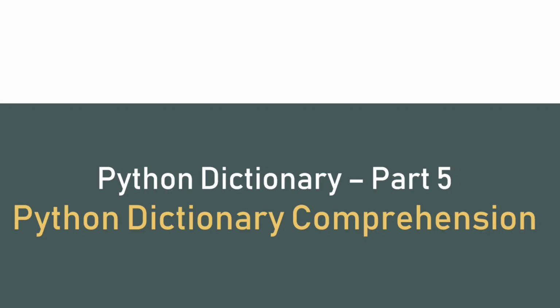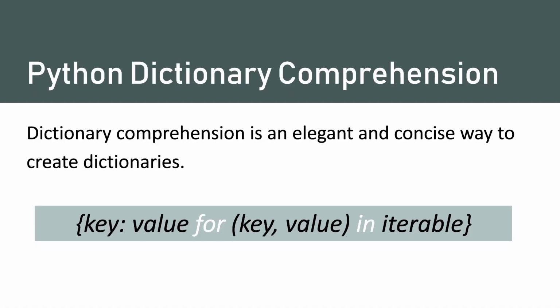In one of our previous videos in the playlist, we discussed list comprehension. If you want to create a new list out of an existing list in an elegant and concise way, you will use something called list comprehension, right? Similarly, dictionary comprehension does the same kind of activity, but here you use a dictionary instead of a list. The definition is: dictionary comprehension is an elegant and concise way to create a dictionary out of an existing dictionary. I have listed down the syntax here.